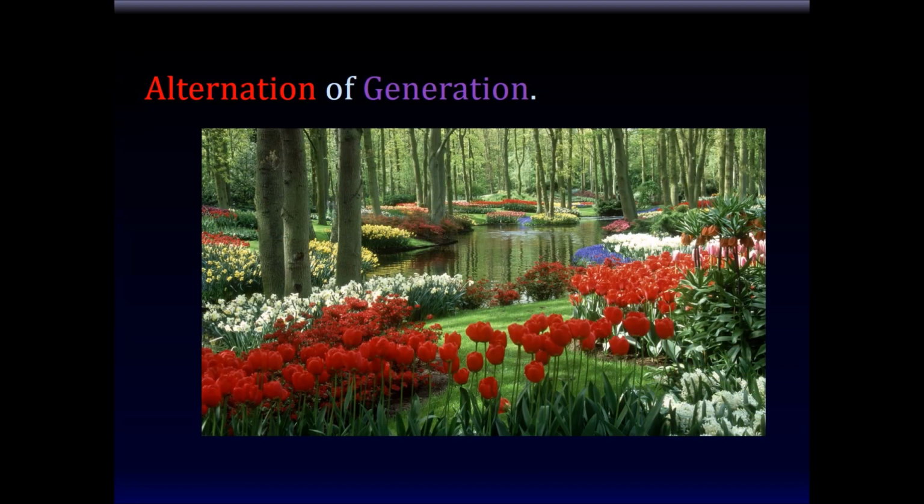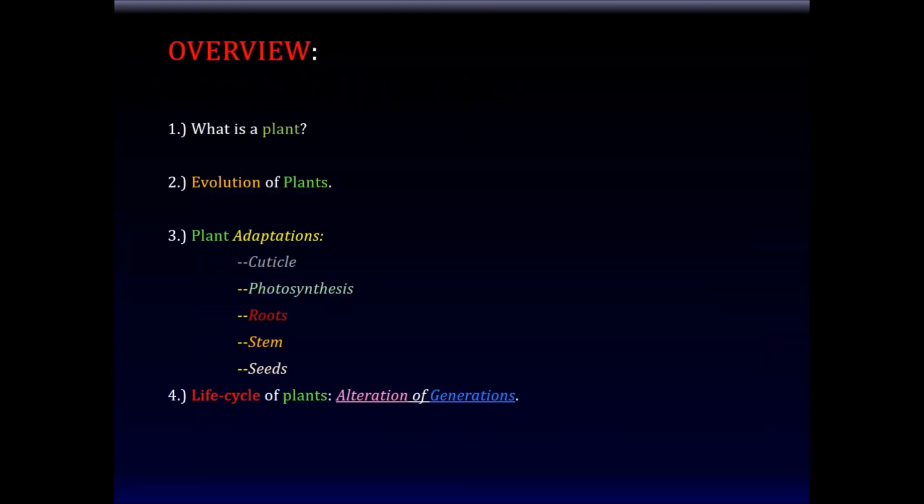Bismillahirrahmanirrahim. Today, inshallah, we'll talk about a very important topic, the alternation of generations that occurs in plants. And it helps us understand the life cycle and the different stages that they go through. And this will complete our overview which we had started previously.